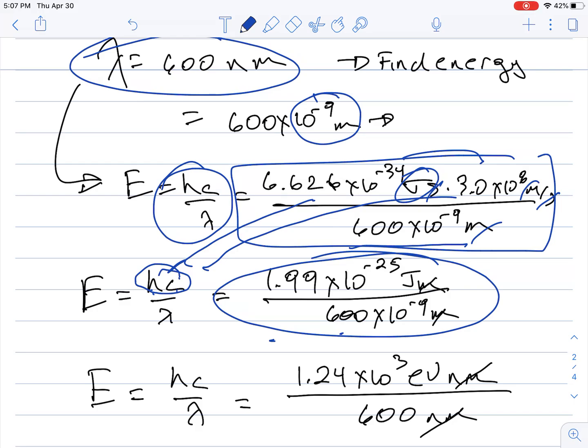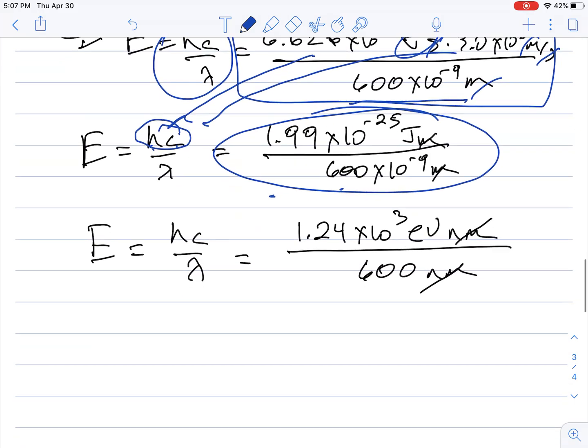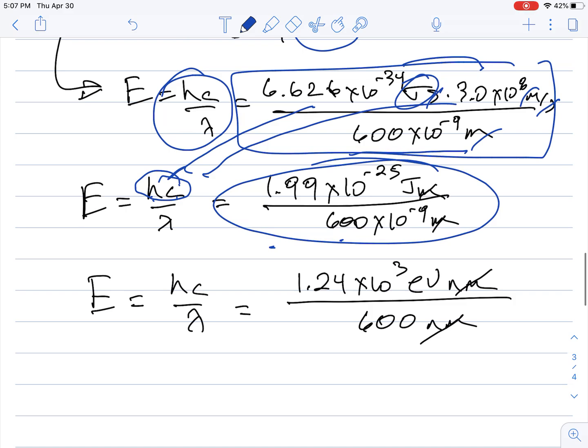Now, if you say, oh, I like electron volts, oh, good, I'm happy for you. The other thing that you can do is that you're still going to use hc over lambda, and this number is also on your sheet. This is 1.24 times 10 to the third electron volt nanometers. With this one, you don't have to convert the wavelength into meters. You can just leave it as nanometers. The nanometers will cancel out. Your answer is left with electron volts.